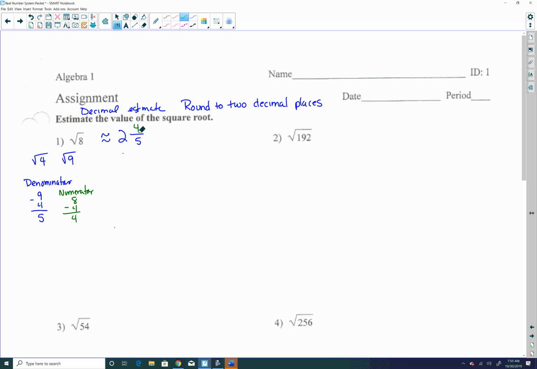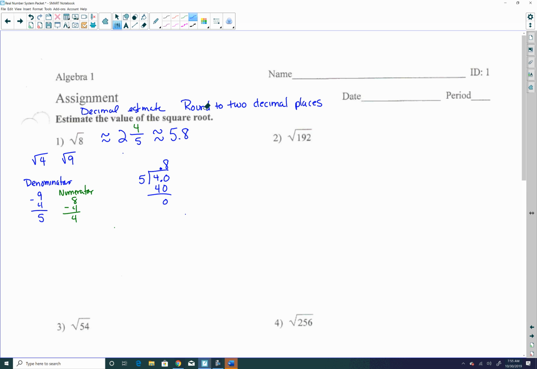And now we're going to take that 4/5 and turn it into a decimal, just like we learned to do in a previous lesson. So that's 4 divided by 5. 5 can't go into 4, so I add my decimal. 4, I can add a 0 here. I'm going to ignore this decimal for a moment. How many times does 5 go into 40? And that would be 8 times. 8 times 5 is 40, so there's no remainder. So I can say that 2 4/5 is an estimate, which is equal to the decimal estimate of 2.8.